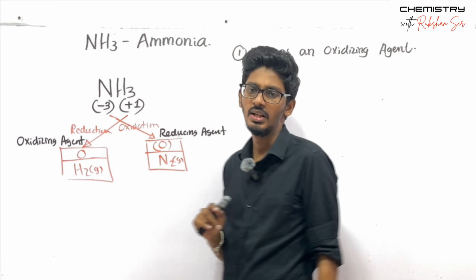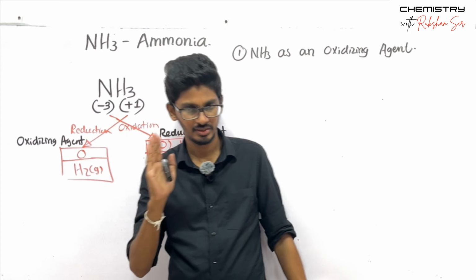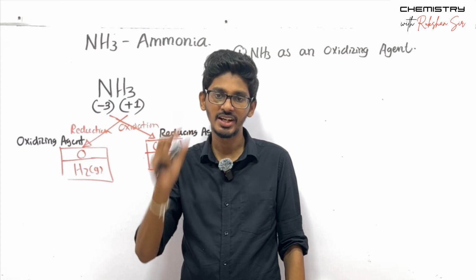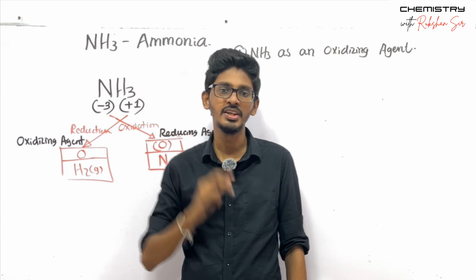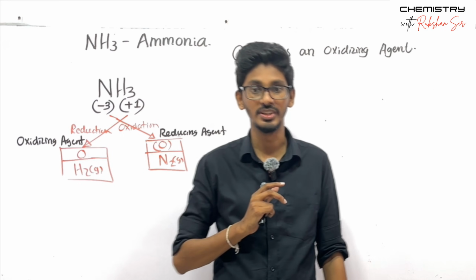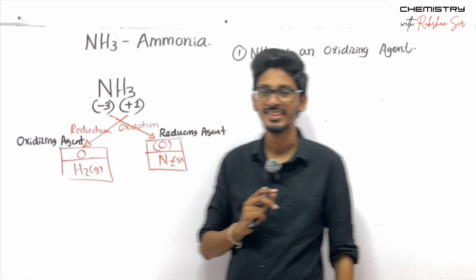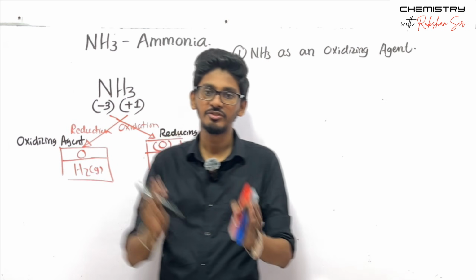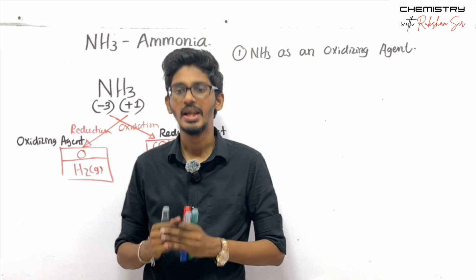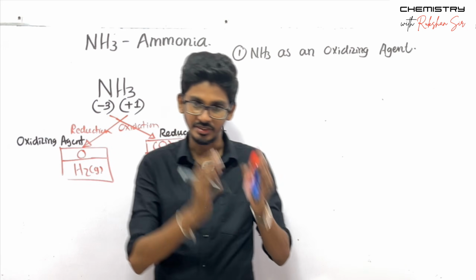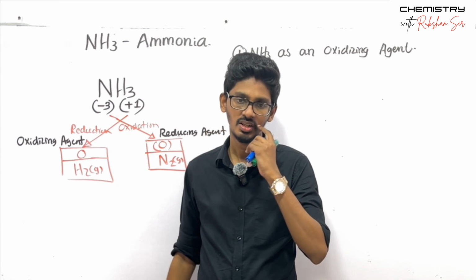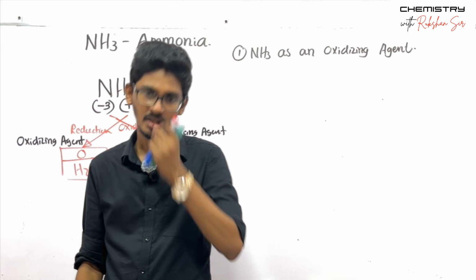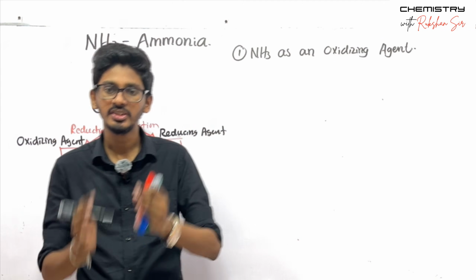Now, if you are asked to write the ammonia as an oxidizing agent reaction, what you are supposed to do is just react the ammonia with a reducing agent. The logic is this: acids react with bases, bases react with acids. Like that, oxidizing agents react with reducing agents, and reducing agents react with oxidizing agents.